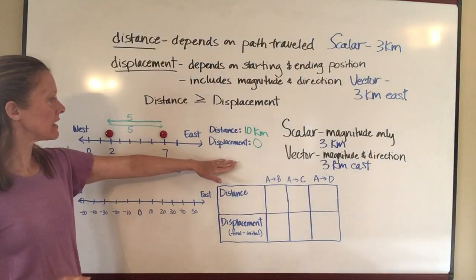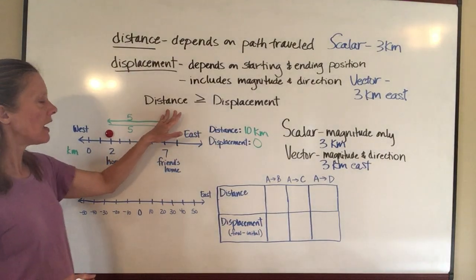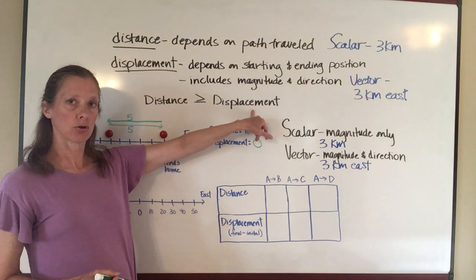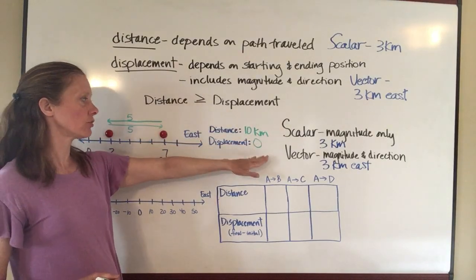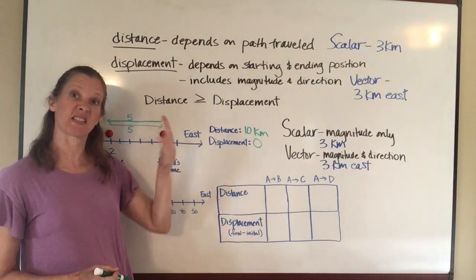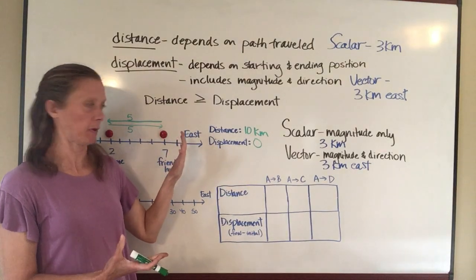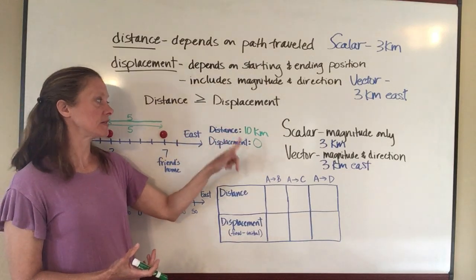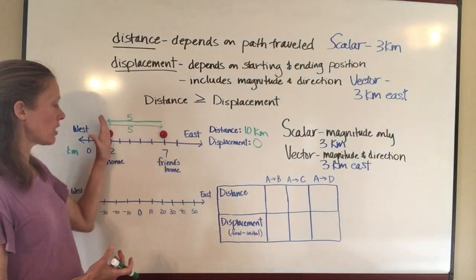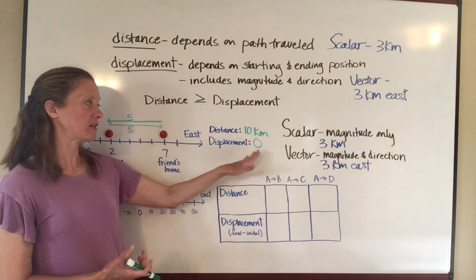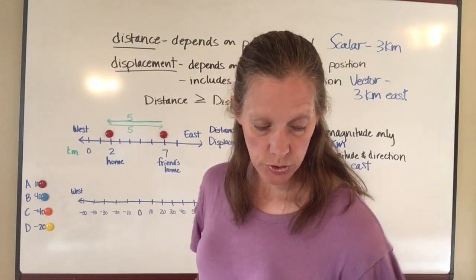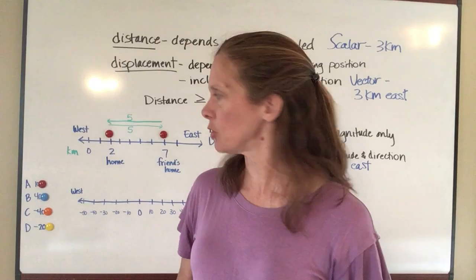So you can see that your distance is always going to be greater than or equal to your displacement. Here, distance is certainly greater than displacement. Now, if I had just gone from home to my friend's house and I'd stopped there, maybe I'm going to spend a couple of days with my friend, then my distance and my displacement would have been the same. But because I turned around and retraced my steps and came back home again, my displacement has come up to 0. Okay?